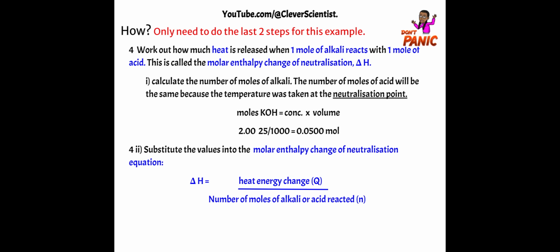So we've got the moles of potassium hydroxide. To find that out, all we do is multiply the concentration by the volume. In the question, we were given a value of 2 moles per decimetre cubed and a volume of 25 centimetres cubed. Remember, to convert centimetres cubed into decimetres cubed, you divide by 1,000. When you do that, you end up with a volume of 0.0500 moles.